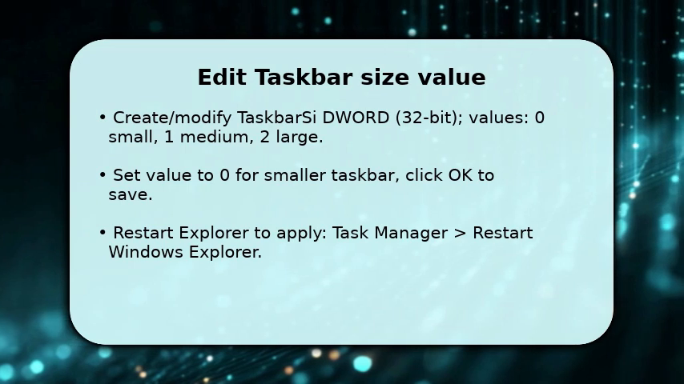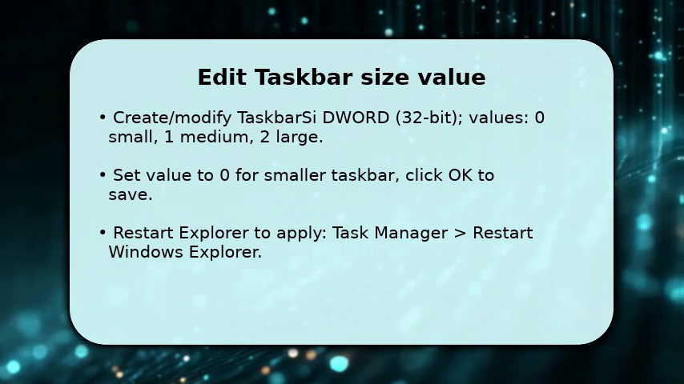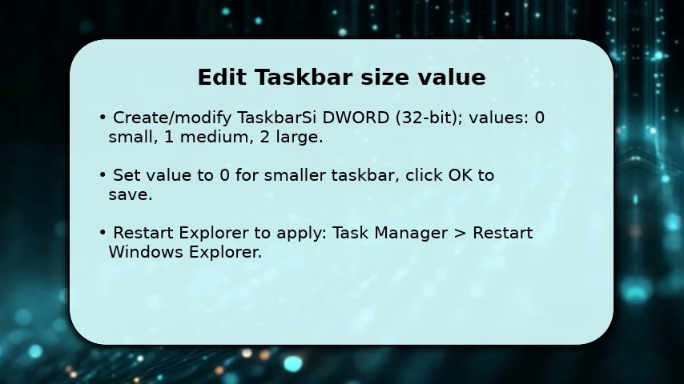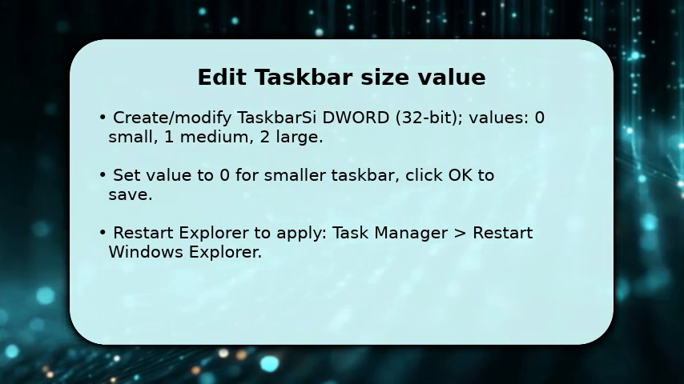Create or select TaskbarSi as a DWORD 32-bit and set it to 0 for a smaller taskbar. 1 is default medium, 2 is large. Make sure you save the change.